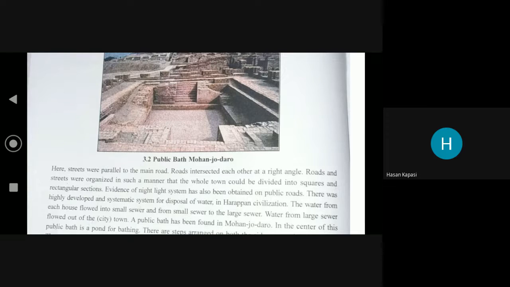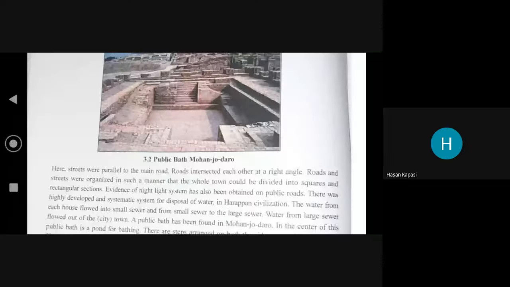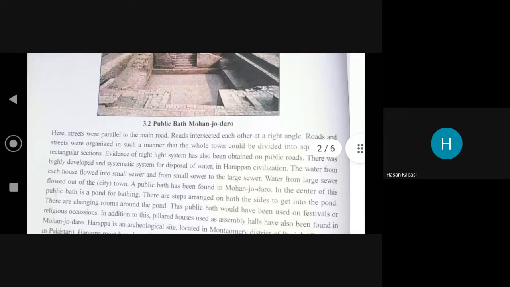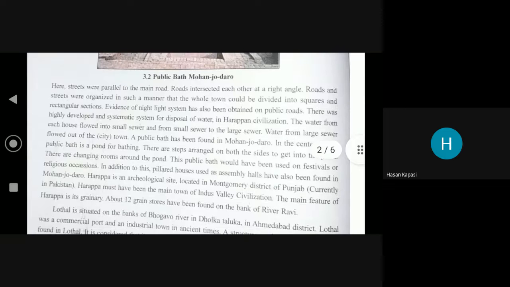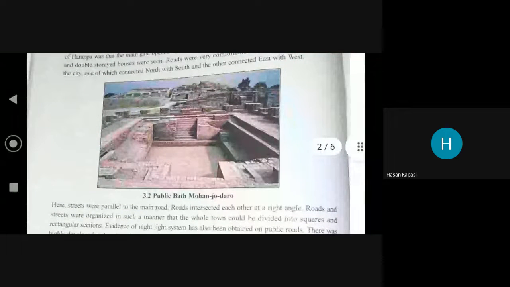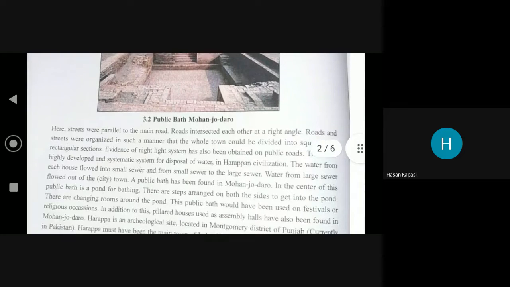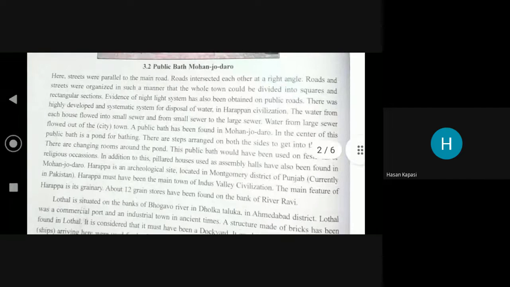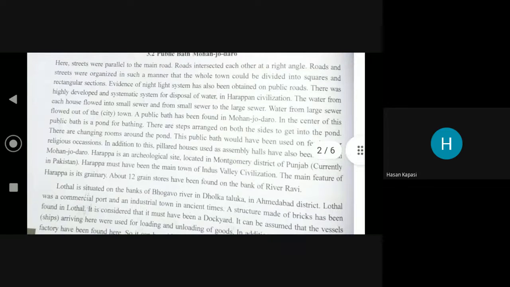So in the same way, from both the sides there are stairs to get up and down in the bath. This bath was used during festivals or religious occasions. Apart from that, there are changing rooms on both sides of the pond. Is it clear?